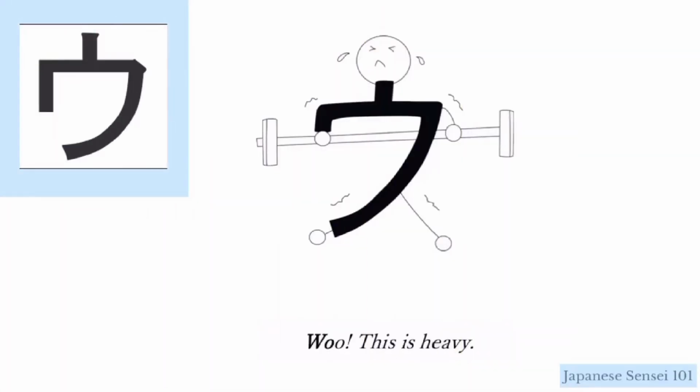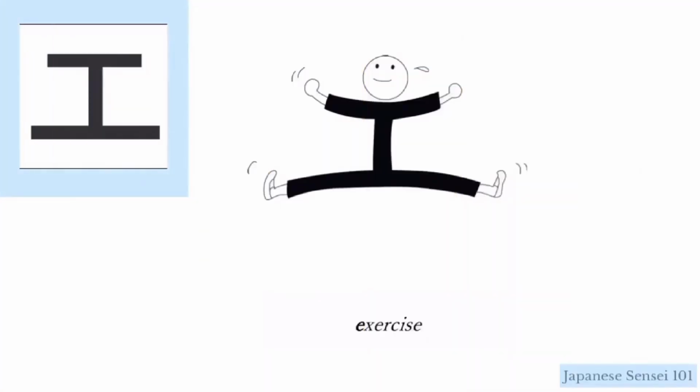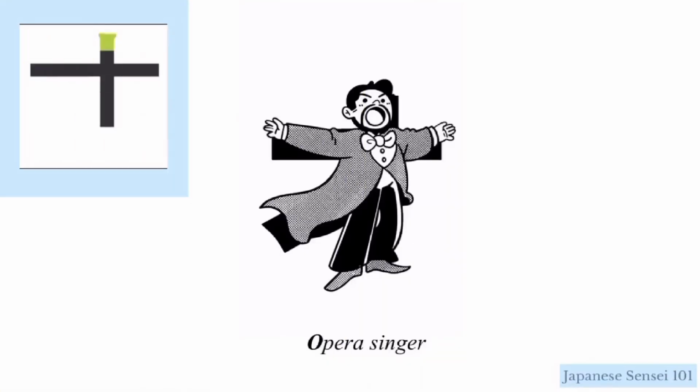U. To memorize this, imagine a strong guy saying "ooh" as he lifts the weights. E. You can think of the sound E as an exercise, resembling a person stretching their arms and legs in a workout pose. O. To memorize this, imagine an opera singer. His mouth is shaped like an O and he's singing O.